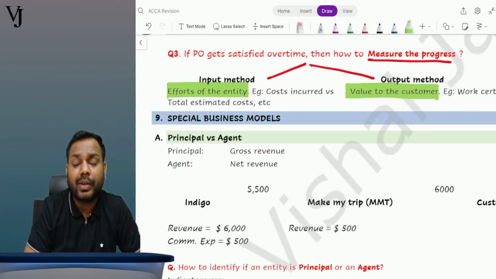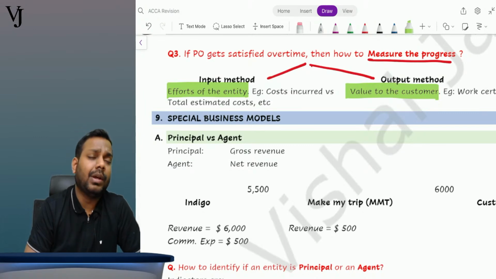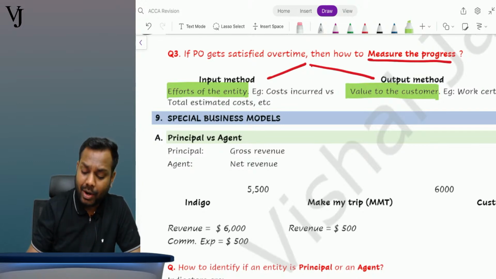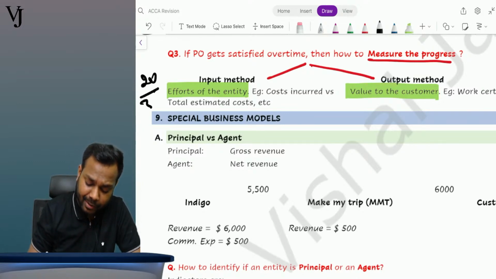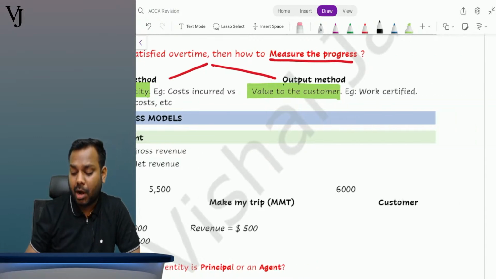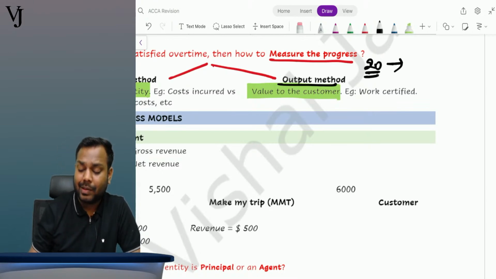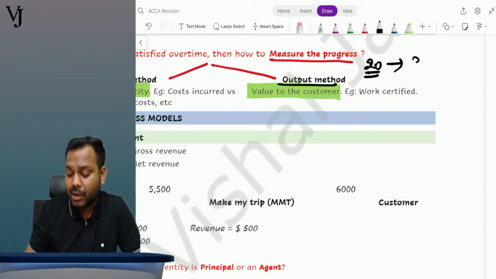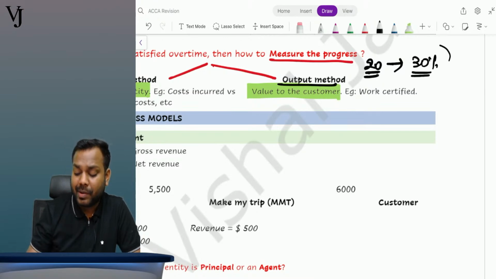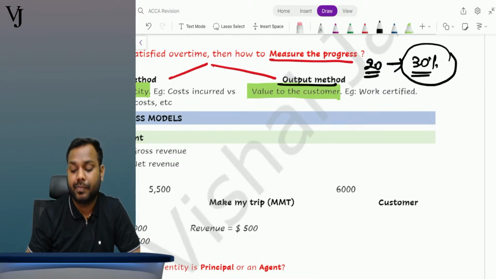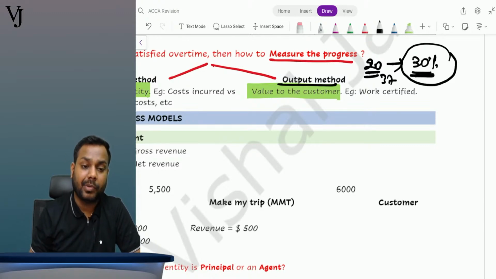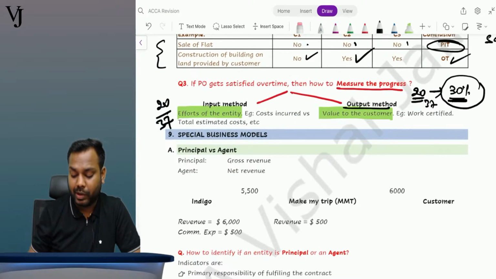Efforts of the entity means, let's suppose my classes, like I know that total classes I have to take is 37. I have taken up 20 classes. So what is the effort that I have taken? What is the percent measure of progress? 20 by 37, right? But output method means value to the customer. Though I have taken 20 classes, I know that the question in the exam will come only for 30 marks. So what is the percentage of completion? 30%. So I have completed 30% only, right? So this is how I have to measure the progress, input method and output method.